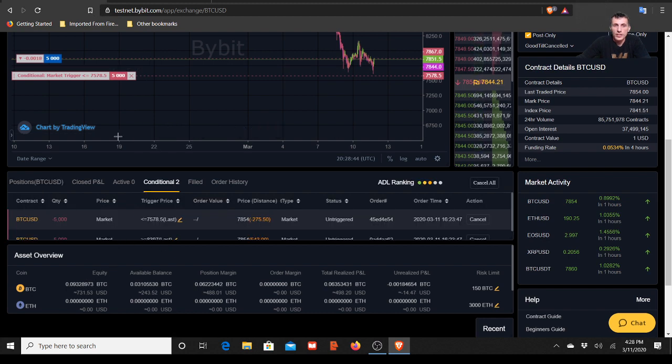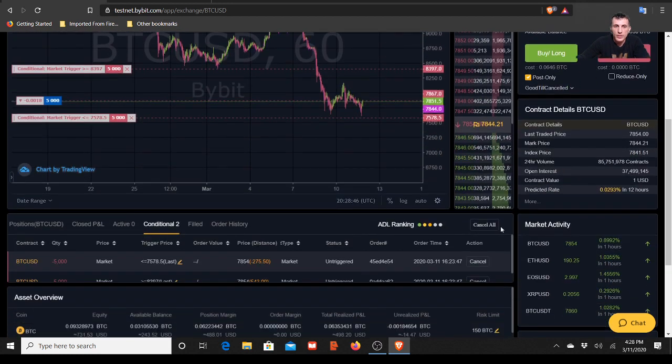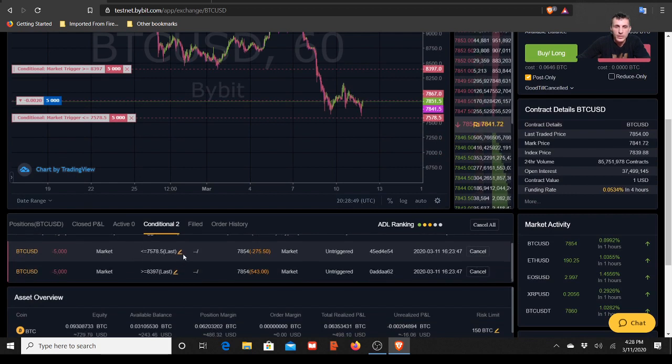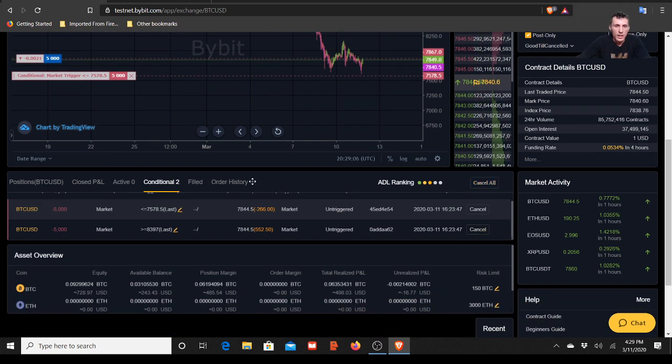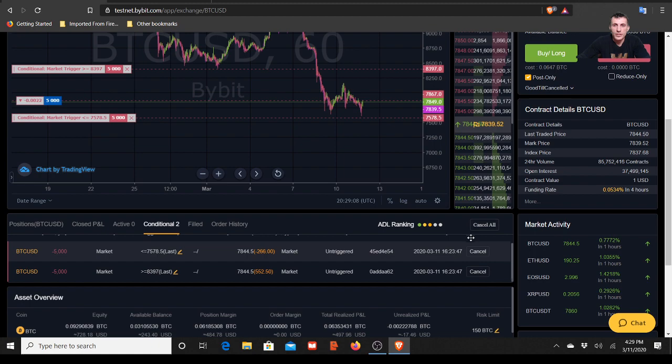Conditional orders, this is our stop loss and our take profit. You can go down here and you can actually change the price and change your trigger price and all that stuff here, or you can just do the drag and drop. It's much easier to just drag and drop. You can cancel everything with this button here. It'll cancel all of them right now. There's several different ways to go in and change everything.